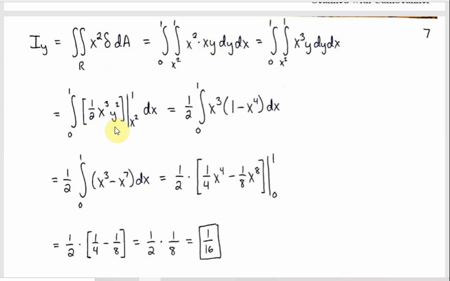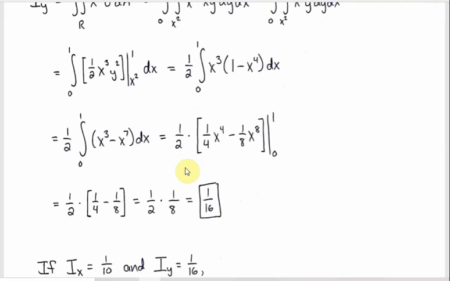You integrate with respect to y, then evaluate at x squared and 1. And you get a similar sort of thing, just with different powers of x, and you have a 1/2 out here instead of a 1/4 this time. But then what you ultimately end up with is 1/2 times 1/8, and that's 1/16. All right.